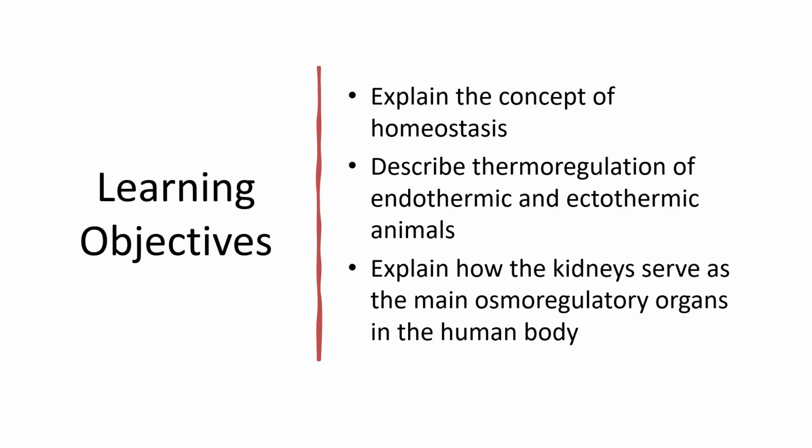By the end of this section, you should be able to explain the concepts of homeostasis, describe how animals regulate body temperature, and explain how the kidneys act as the main osmoregulatory organs in humans.